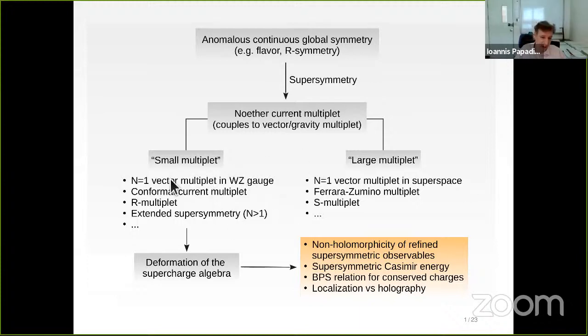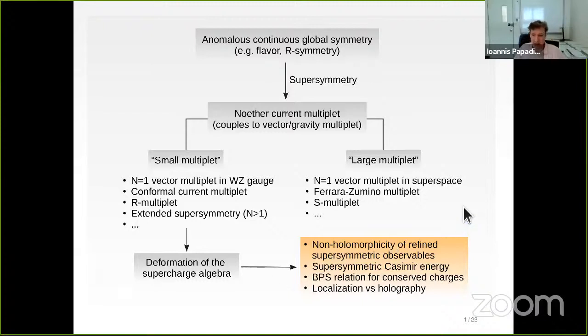But in many examples, it is not possible to have this large multiplet. An example of that is the conformal multiplet, for example, the conformal gravity multiplet in 4 dimensions, or the R multiplet, and several extended supersymmetry cases. In that case, we don't have the analog of superspace, so there is no large multiplet analog. And what I'm going to discuss is what happens for this kind of multiplets where this continuous symmetry is anomalous. And as I will explain, in this case, there is a deformation of the supercharge algebra.